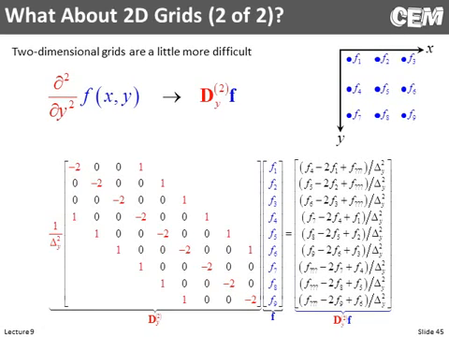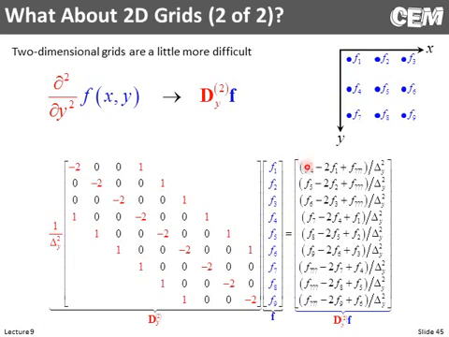Okay, now we need the y direction. Turns out this is actually a little bit simpler. So let's start off at f1. Our derivative in this case will be f4 minus 2 times f1 plus whatever is out here, but there is nothing on the outside, so we don't know how to handle that, all over delta y squared.